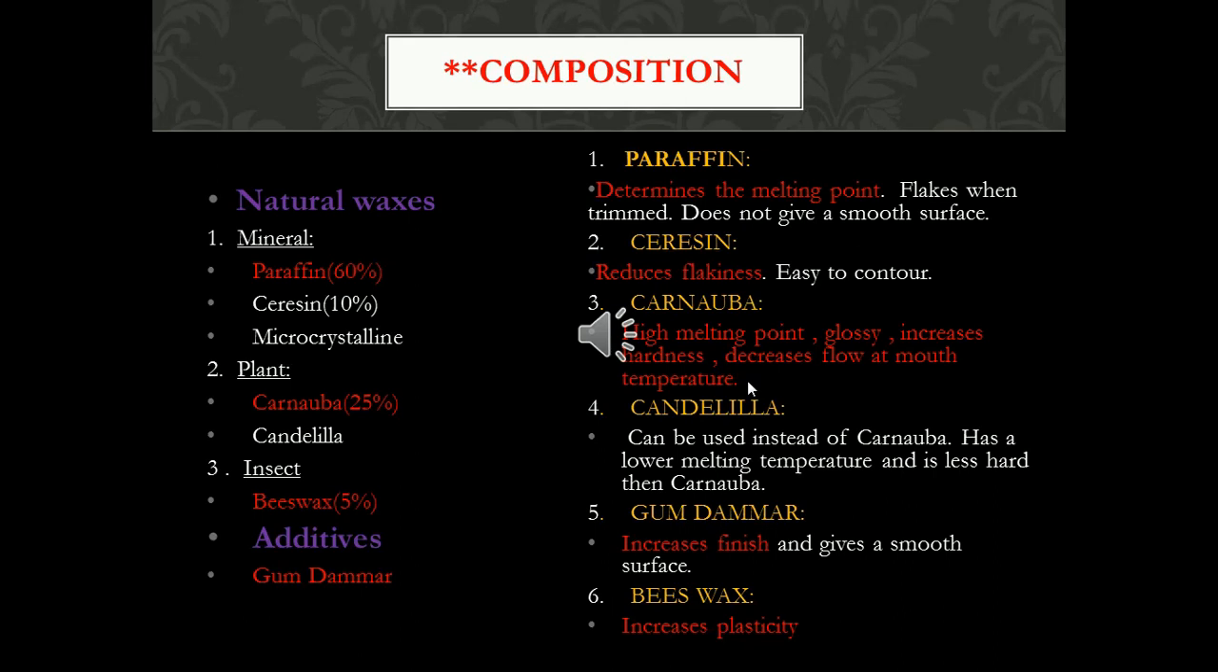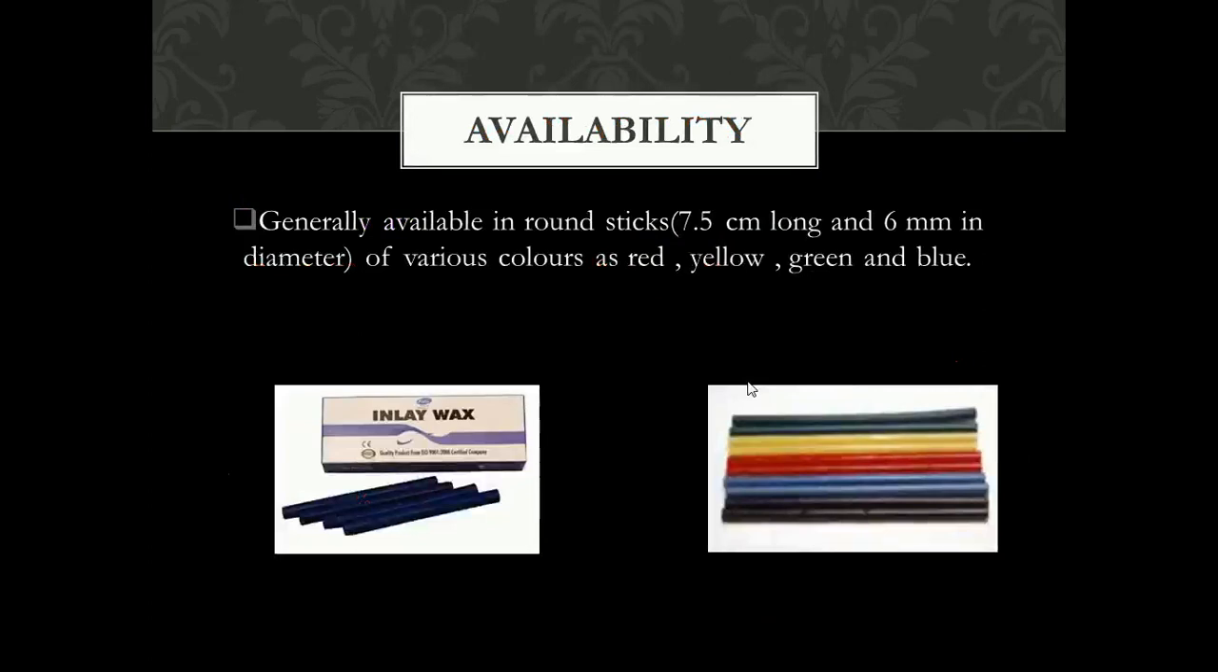Gum damar, which is the additive, increases the finish and gives a smooth surface, and the beeswax is basically added to give better plasticity and flow. It is usually available in round sticks or basically rods, and usually they are blue in color.